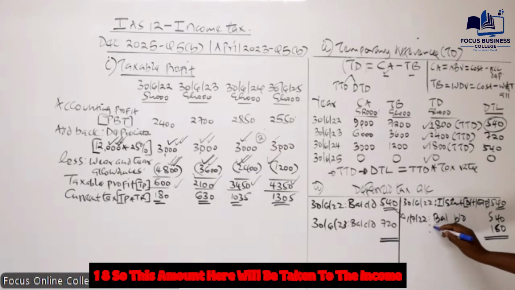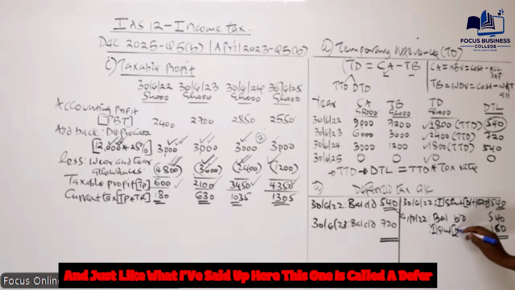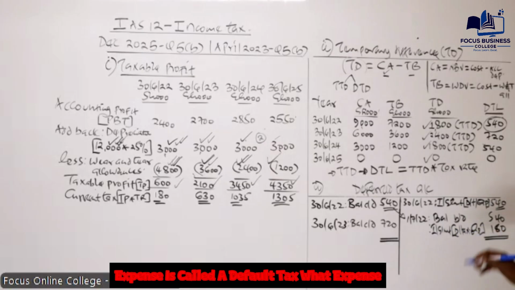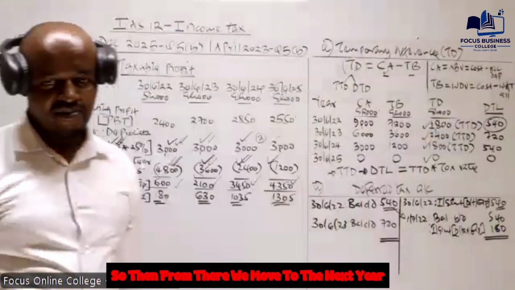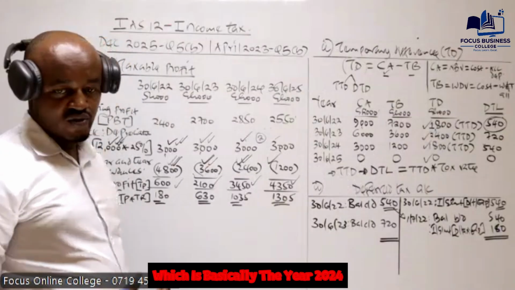180. So this amount here will be taken to the income statement. And just like what I said up here, this one is called a deferred tax expense. So then from there, we move to the next year, which is basically the year 2024.